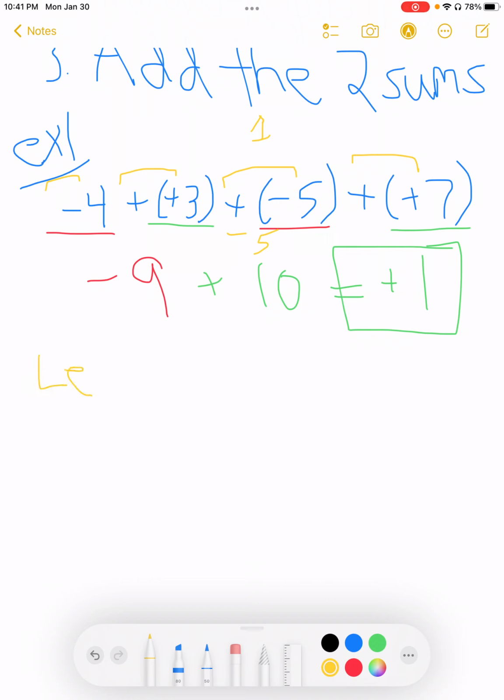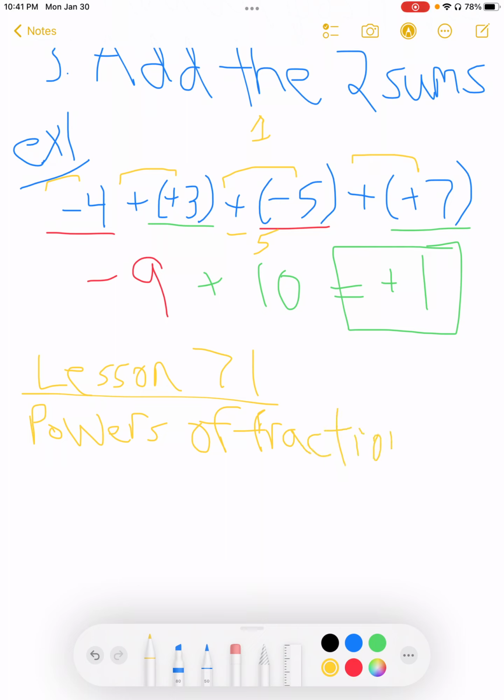Okay, so lesson 71, powers of fractions. Okay, so powers. You guys have been acquainted with powers a little bit. We're getting to a little bit more here, and then we're going to talk about roots of fractions too. So, and roots.